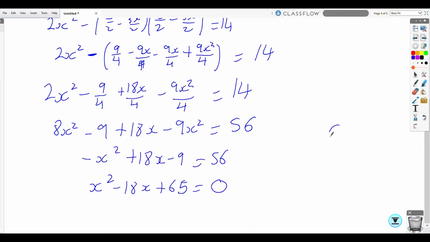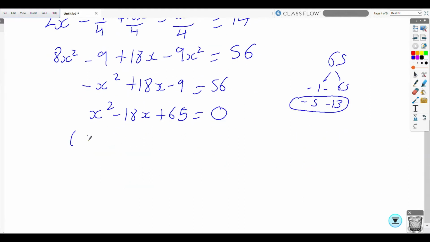So we check, do any factors of 65 give me minus 18? We know we're going to be looking for negative factors. So 1 and minus 65, 3, 4, 5, and minus 13. Yep, minus 5 and minus 13 work. They'll give me minus 18. So let's write our factorized form. So you've got x minus 5 brackets x minus 13 is equal to 0. So you know x is equal to 5 or x is equal to 13.